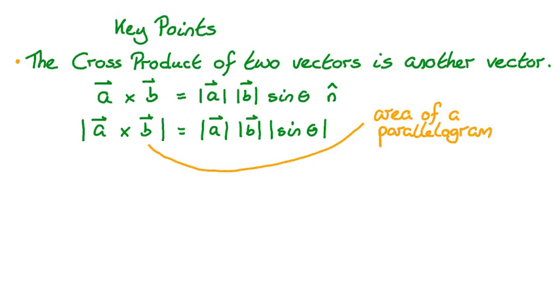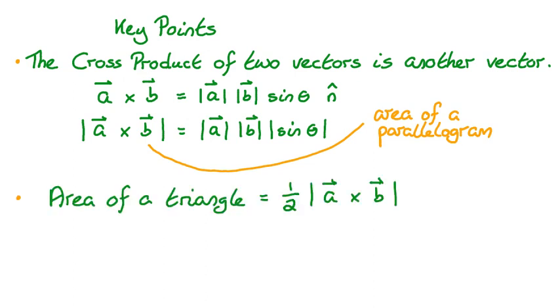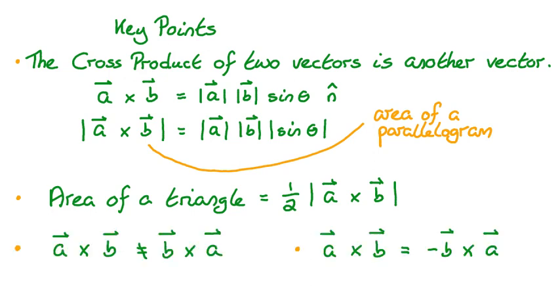This is also equal to the area of a parallelogram with sides vector A and vector B. We know that a parallelogram can be split into two equal sized triangles. Therefore, the area of a triangle is equal to a half of the magnitude of the cross product of vector A and vector B. Finally, we saw that the cross product was not commutative. However, A cross B is equal to negative B cross A.